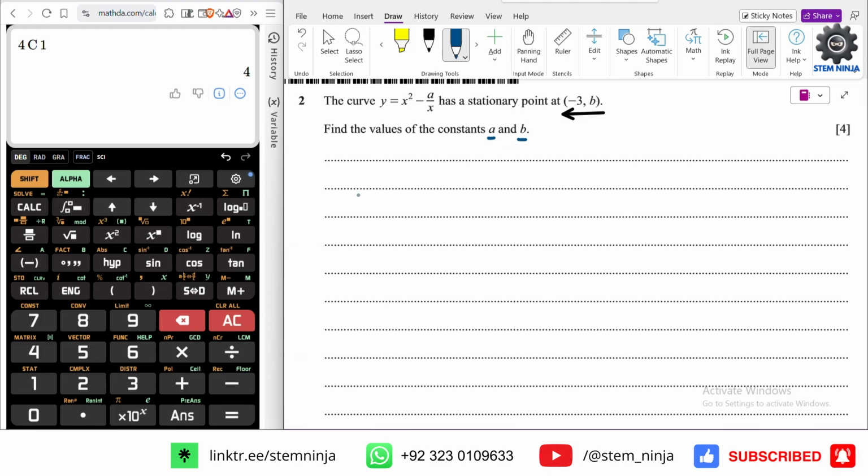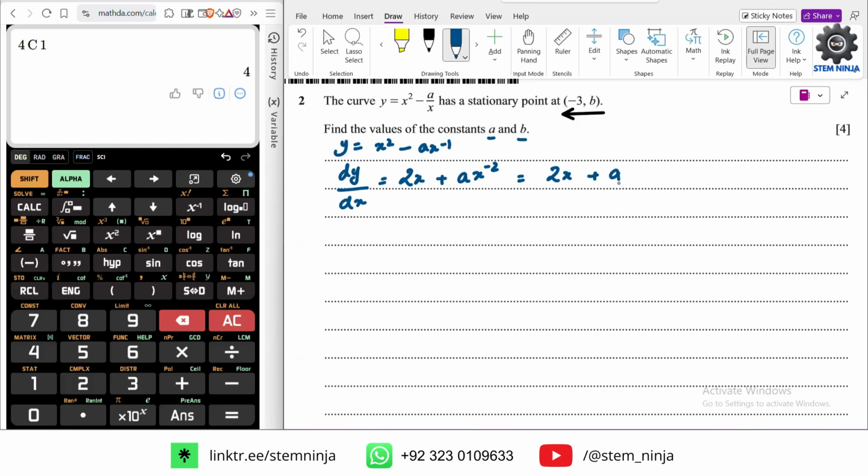Okay, so first off, we can get an expression for dy by dx. y is x squared minus a x raised to the power minus 1. So dy by dx would be 2x, and minus minus becomes plus a x raised to the power minus 2. So basically 2x plus a over x squared. Just to make sure we did the right thing: minus 1 comes down, it becomes positive, and the power on x is reduced by 1 further.